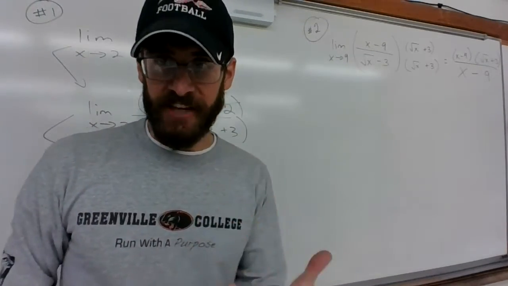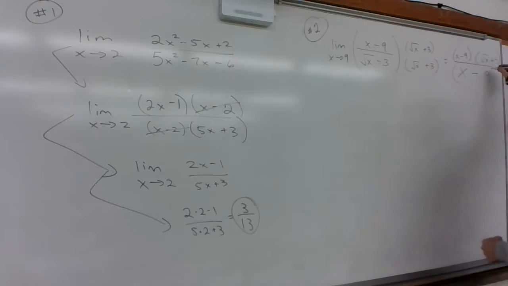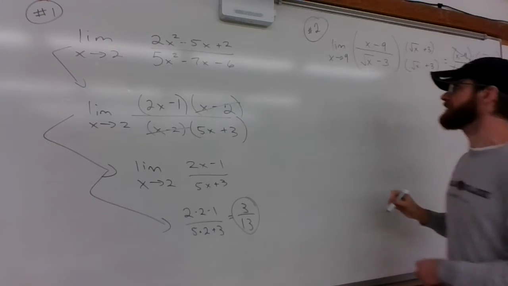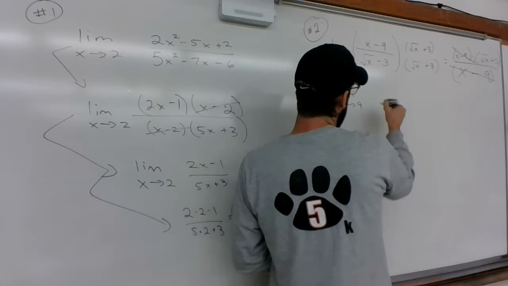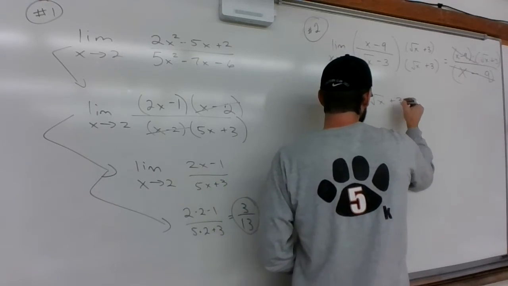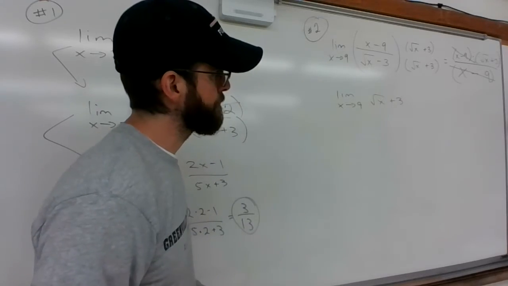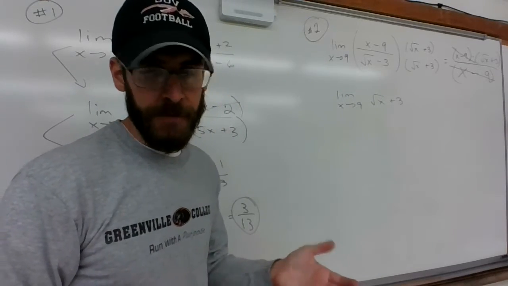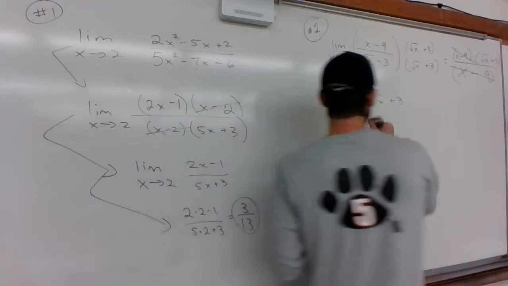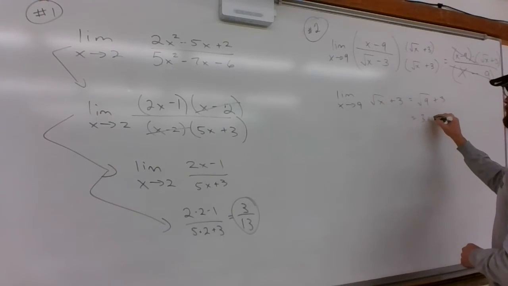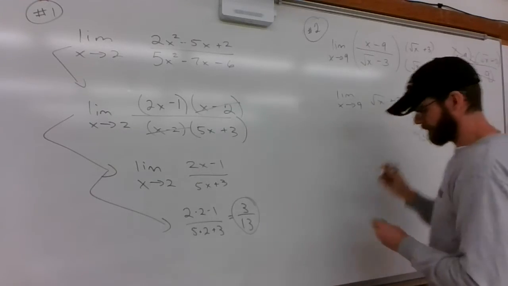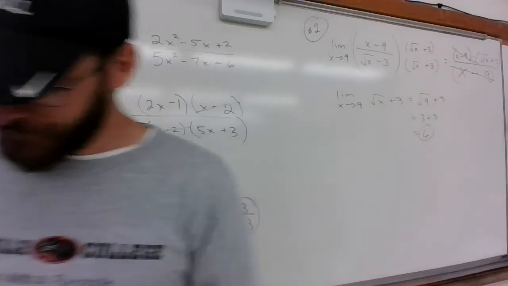Now the reason why that's significant is because there's just multiplication now separating these two. This x minus 9 divides out that x minus 9. So we're talking about the limit as x approaches 9 of root x plus 3. There's no domain issue, so just plug in and solve. It ends up being 6.